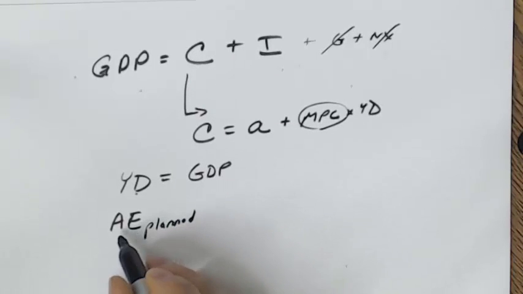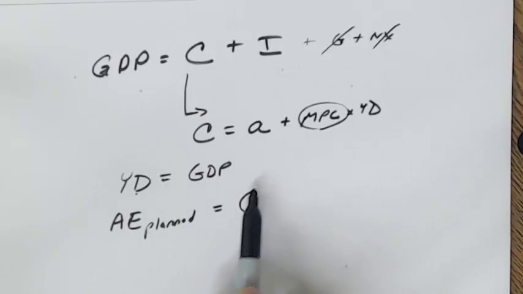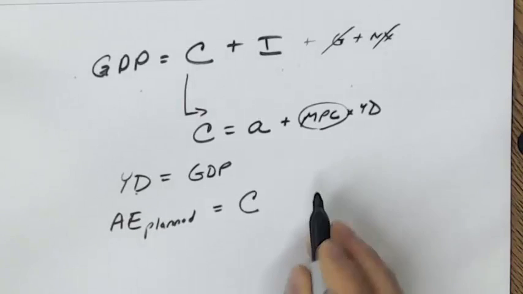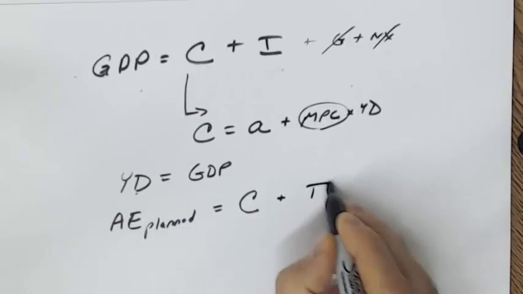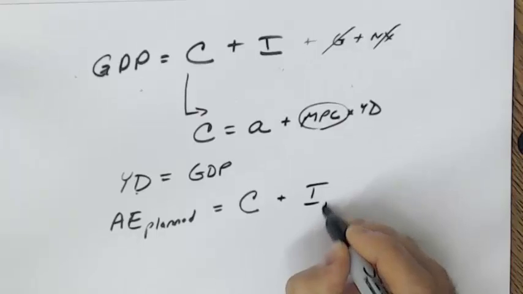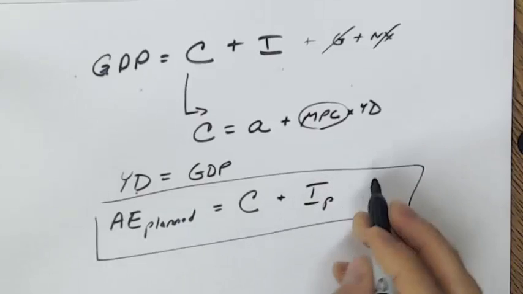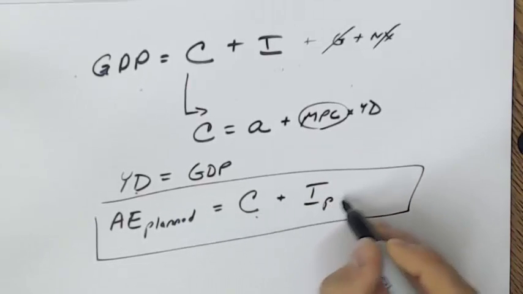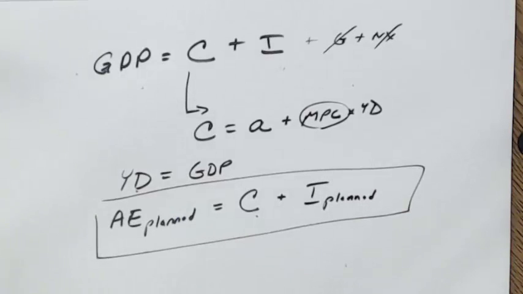These aggregate expenditures that are planned are composed of consumption. So what we're saying is that all consumption is planned out. There's no unplanned consumption. In other words, consumers know exactly what they're doing. It's the firms that have a hard time predicting what to do, and so they have unplanned investment. But here, in this equation, planned aggregate expenditures is consumption plus only the planned component of investment.